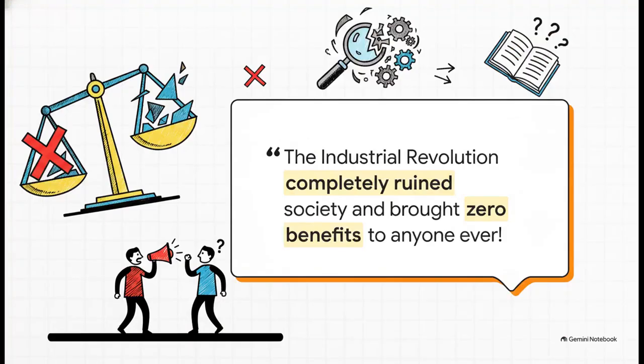You know, even with absolutely great data, new historians sometimes stumble right here at the finish line. Imagine someone reading our data and suddenly declaring, the Industrial Revolution completely ruined society and brought absolutely zero benefits to anyone ever, right? This brilliantly illustrates a major pitfall you need to actively avoid when you're wrapping up your analysis. Making absolute, extreme claims like completely ruined or zero benefits is a massive trap. Historical clues are rarely that black and white. The data we just looked at simply doesn't support that level of extreme all-or-nothing certainty.